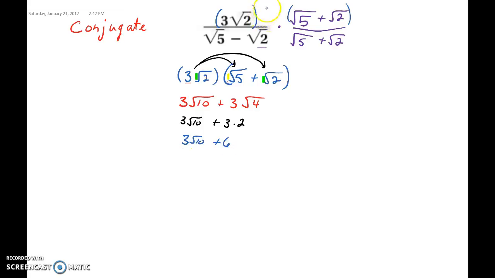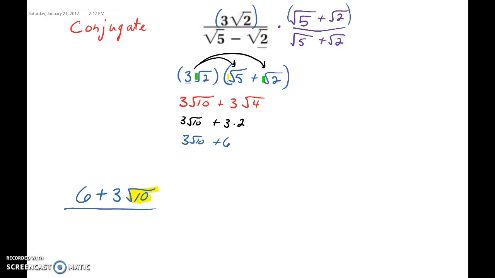All right, so that is now multiplying our numerators together. So I know that my final answer, I'm going to write the 6 first. So 6 plus 3 times the square root of 10, that is going to be in my numerator. Now, same thing. If you could simplify this radical, you would. But we can't, so we're going to leave it as is.